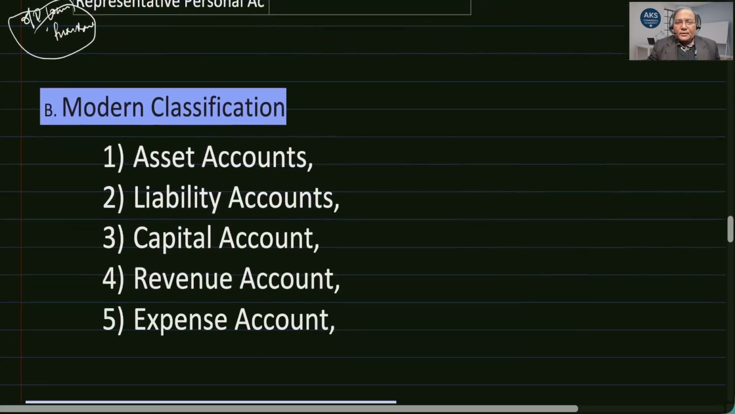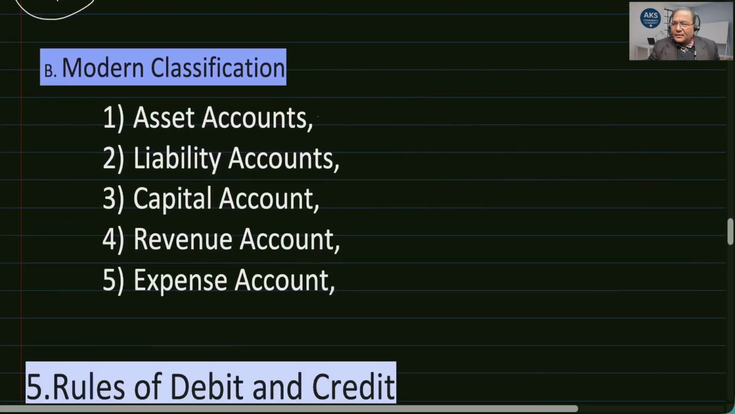Now we will see the modern classification. There is an asset account, and they have named it categorically. So individual assets account, and liabilities. Capital account, which is nothing but the liability of the business to the businessman. And this is the liability of the business to the outsider. So this is how the classification is made between outside liability and capital account.